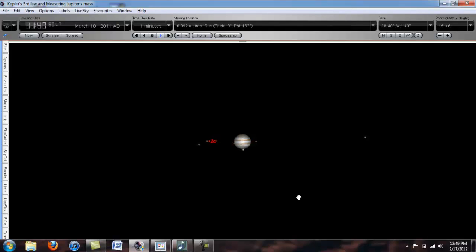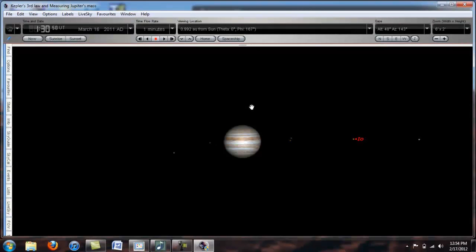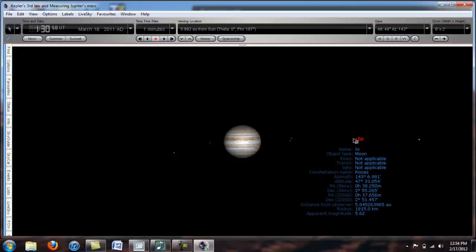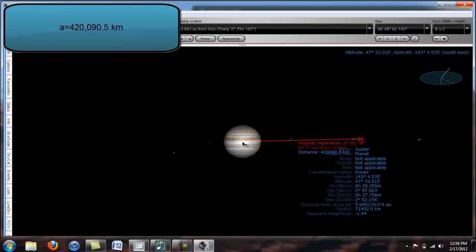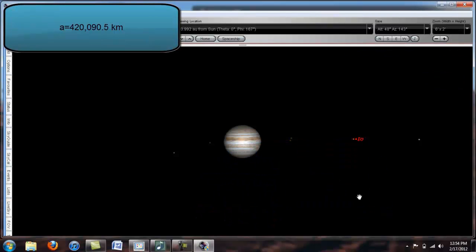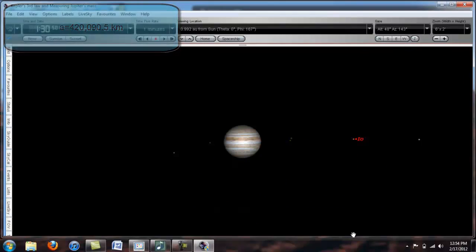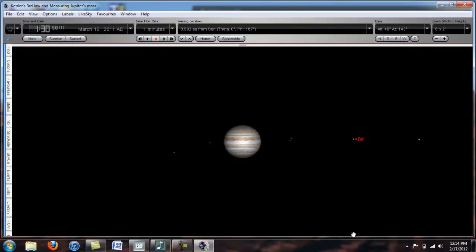And we also need to know how far away it is, the semi-major axis, which is basically just the average distance. And we can do both on this simulation. So let's go ahead and get started. So I've zoomed into Jupiter and Io, and I can use my separation tool here to actually measure that distance. So that distance from the center of Io to the center of Jupiter is 420,090.5 kilometers. So that's my semi-major axis. Since it's almost a perfect circle, we can just use the radii.